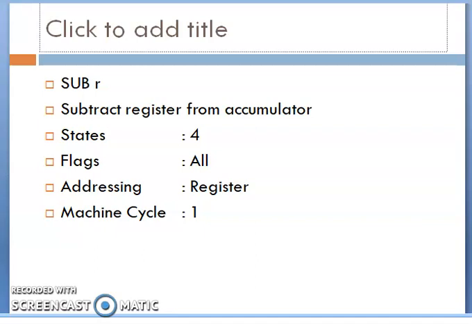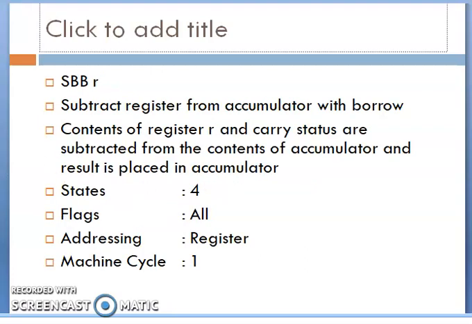Next, subtraction instructions. SUB R means subtract the contents of the register from the accumulator, that is A = A - R. Addressing mode is register addressing. Number of machine cycles is only 1, and all the flags are affected by this instruction. SUB M, subtract the contents of the given memory location from the accumulator. Addressing is register indirect. Machine cycles 2, opcode fetch and memory read, and all the flags are affected by this instruction.